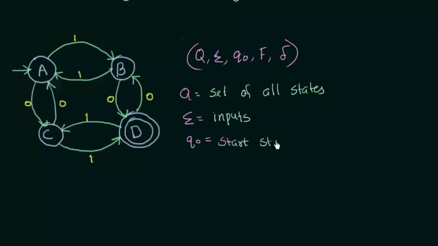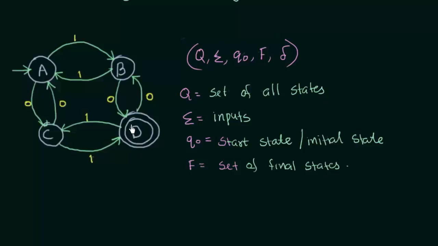The start state, also known as the initial state. And then the next one is F. F is a set of final states. The set of final states is known as F.